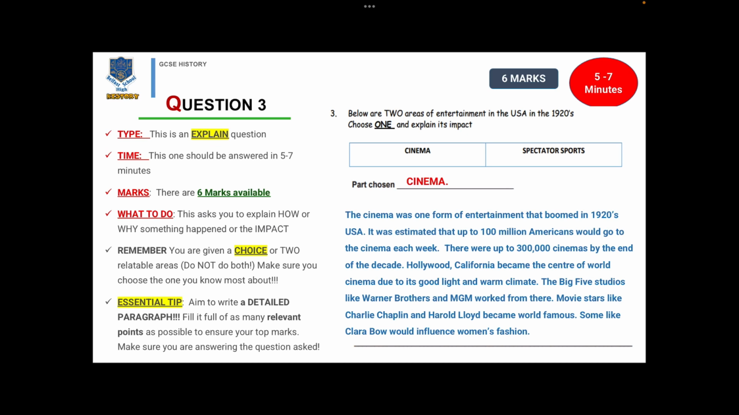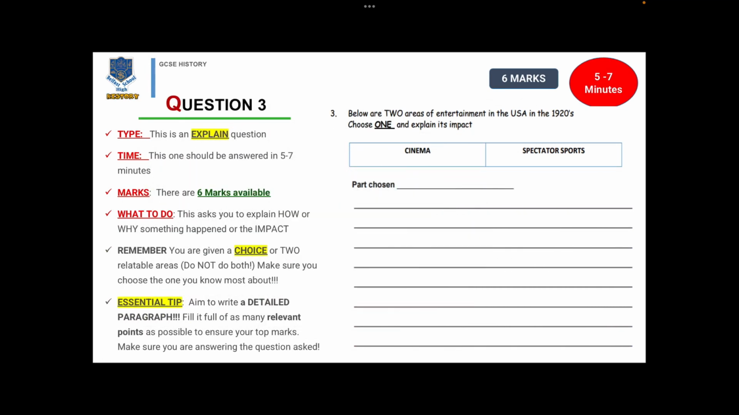California became the centre of world cinema due to its good light and warm climate, 4. The big 5 studios like Warner Brothers and MGM worked from there, 5. Movie stars like Charlie Chaplin and Harold Lloyd became world famous, 6. And my bonus one just for security: some, like Clara Bow, would influence women's fashion, and they've got a 7, so hopefully I'll get my 6 for that. So just to look in spectator sports just to see.